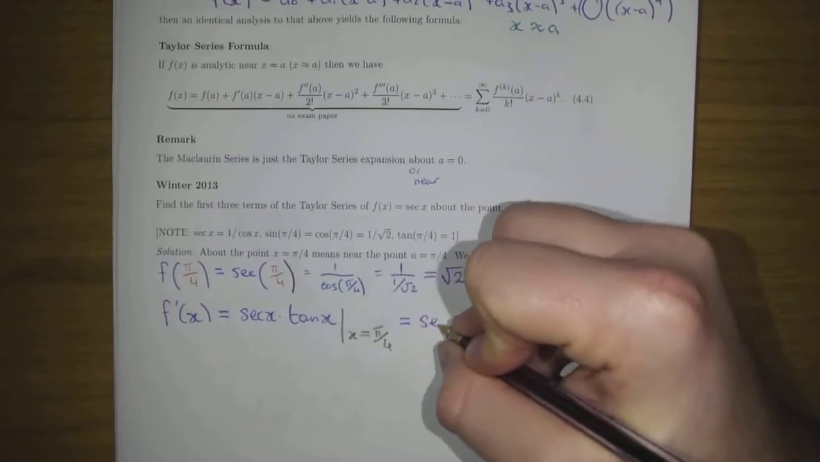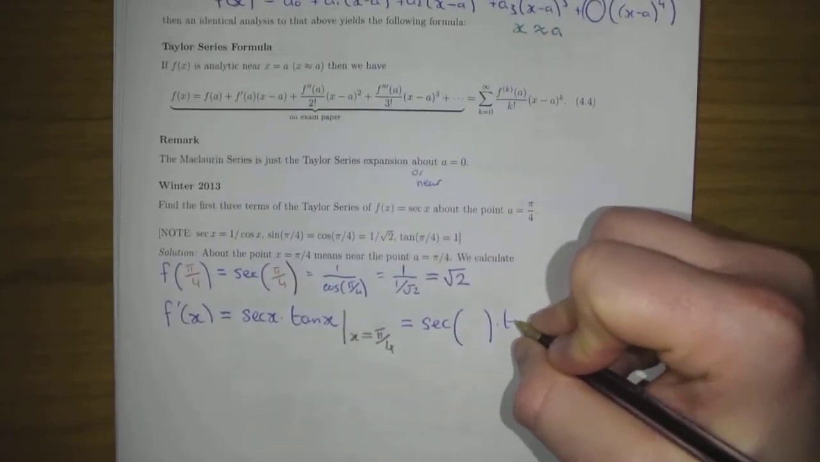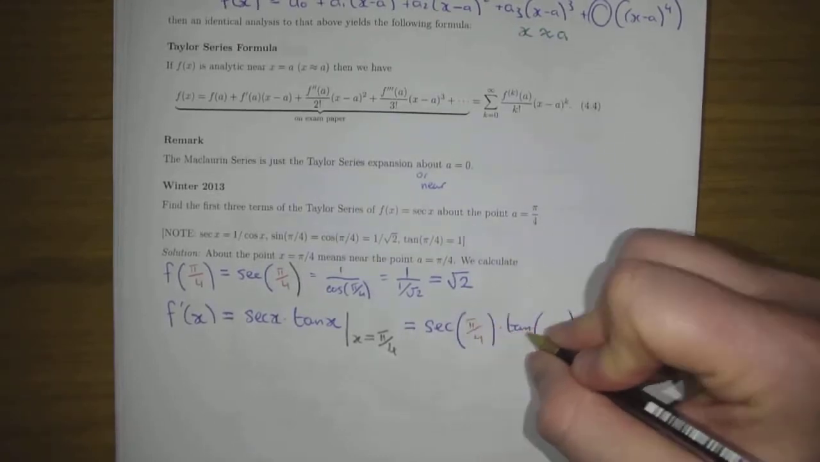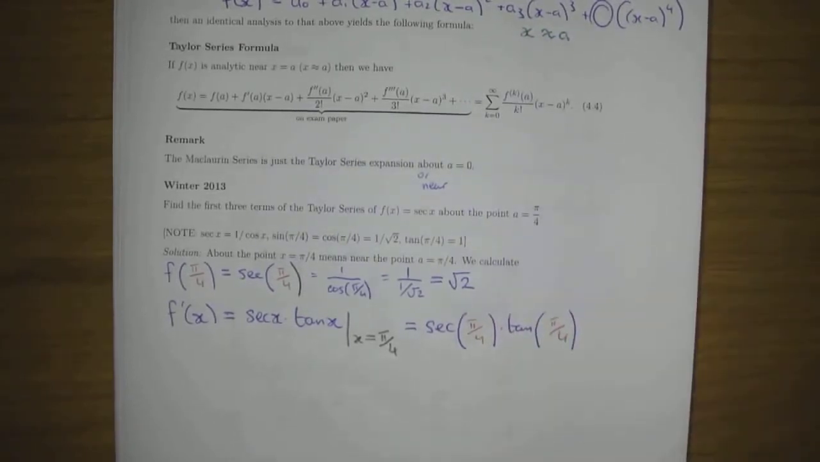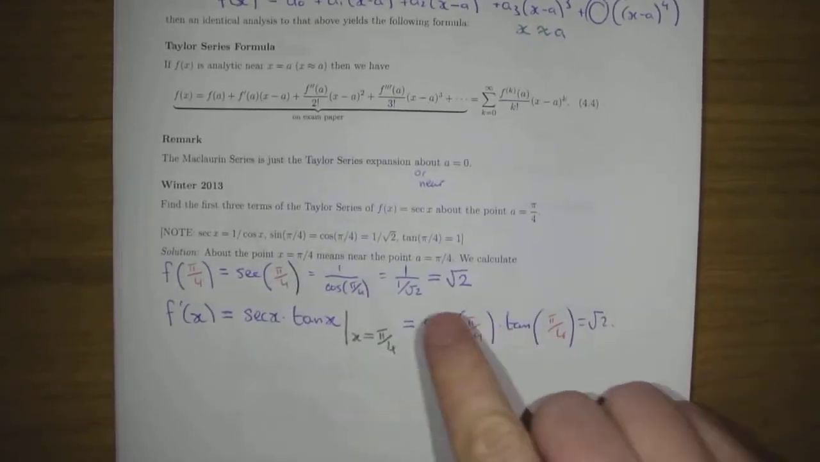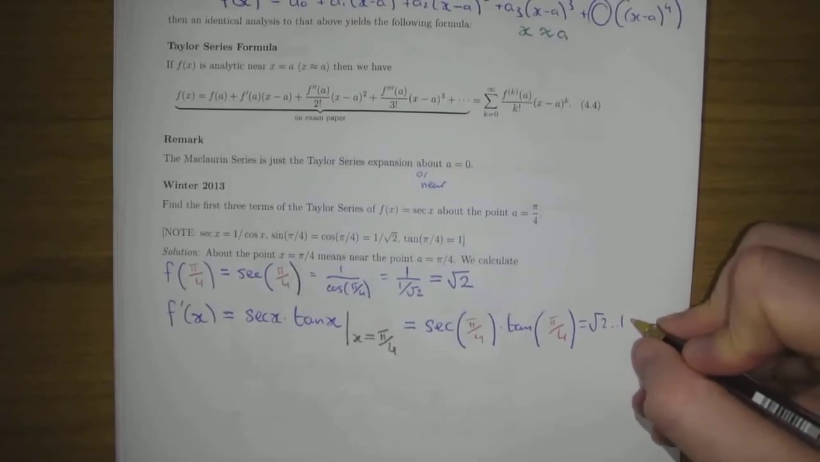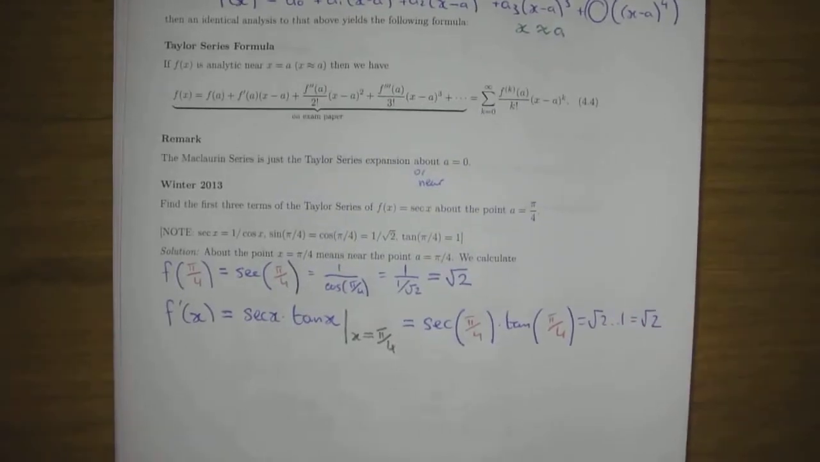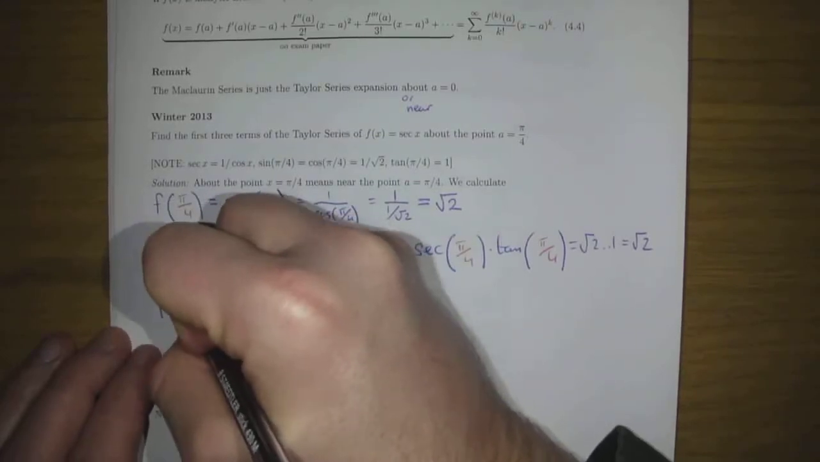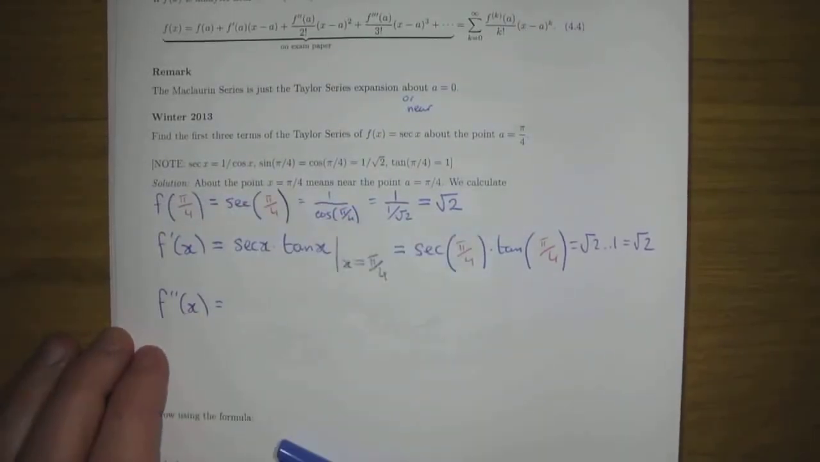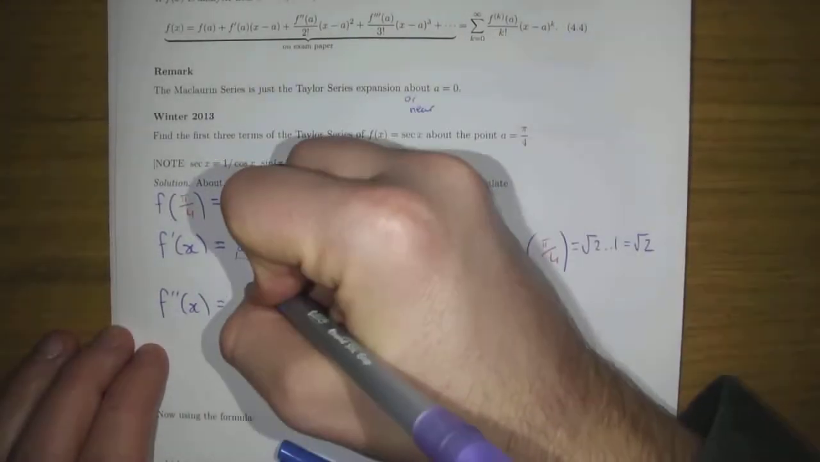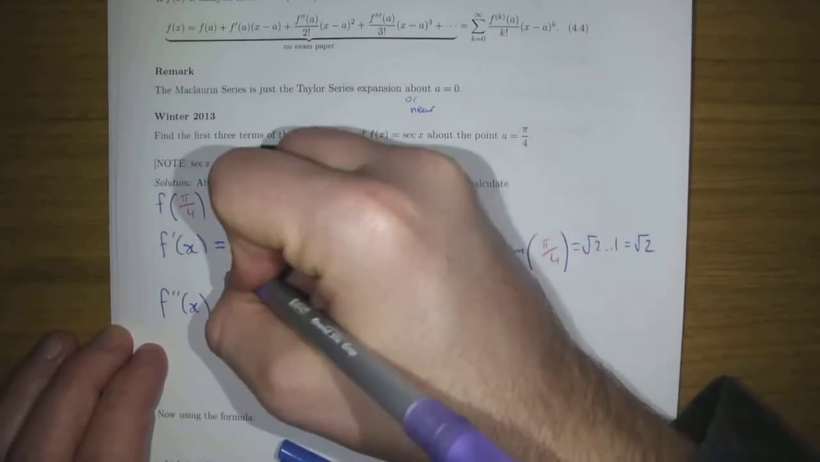So we get sec of pi over 4 times tan of pi over 4. Sec of pi over 4 we've just calculated is root 2. And tan of pi over 4 is 1. So we get root 2 by 1, which is root 2. And now we go to the second derivative. We need to differentiate sec x tan x. Your best bet there, probably only bet, is to do a little product rule, u and v.